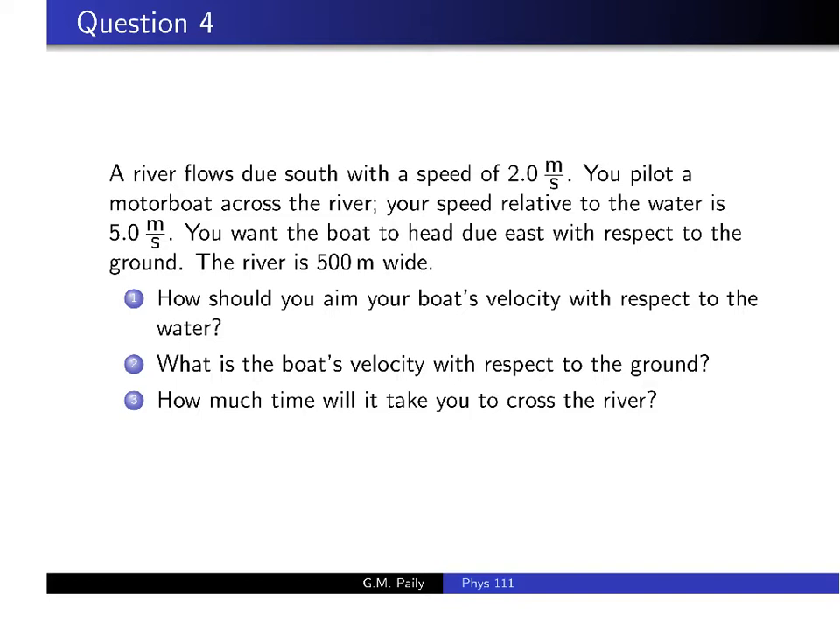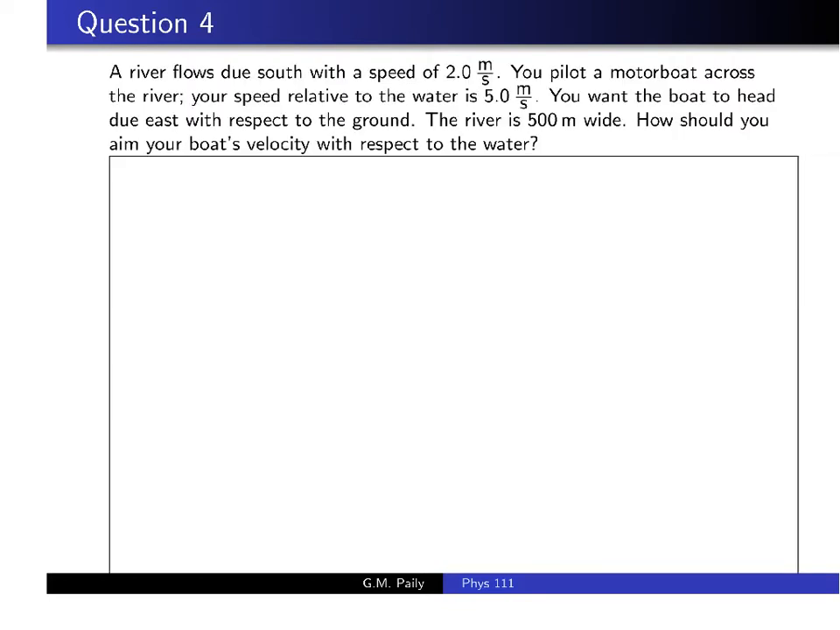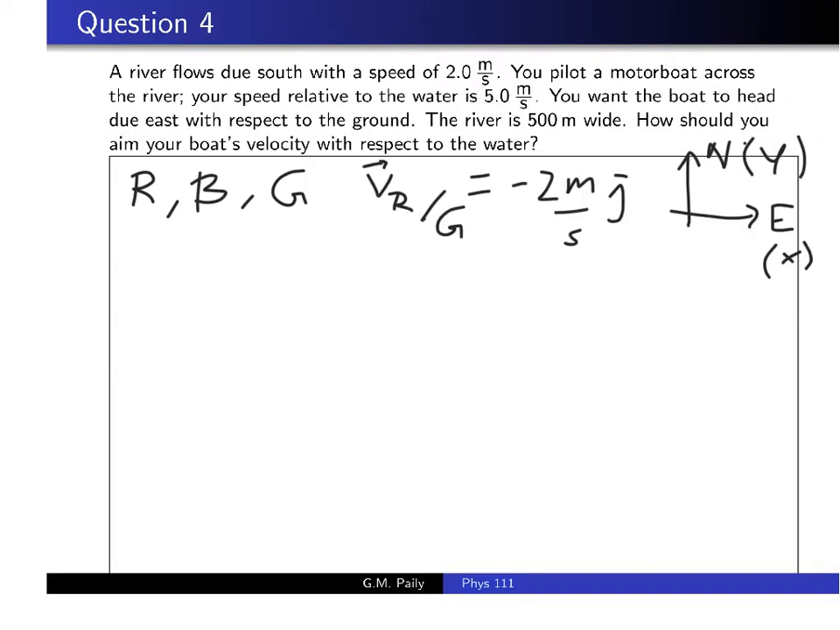Let us try and solve this problem. Once again, the three objects are the river, the boat, and the ground. Once again, we set up our axes and write the velocity of the river with respect to the ground. In this case, we know the speed of the boat with respect to the river, but since we don't know the direction, we can't write it in vector form. It seems we don't have enough information. But let's try and go ahead. Let's start with the relation between the three velocities.